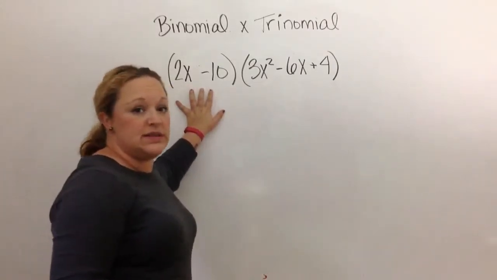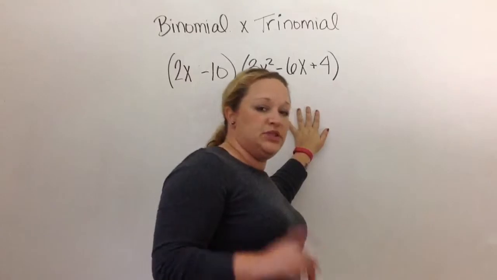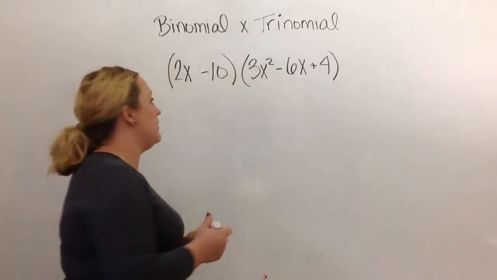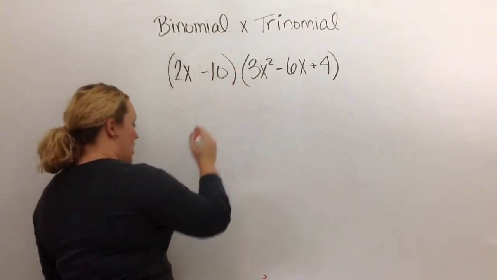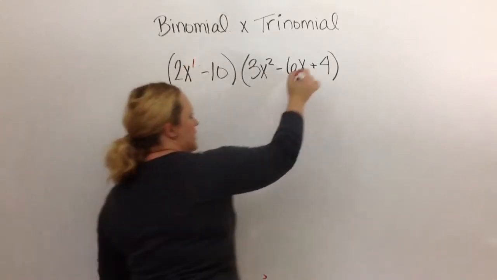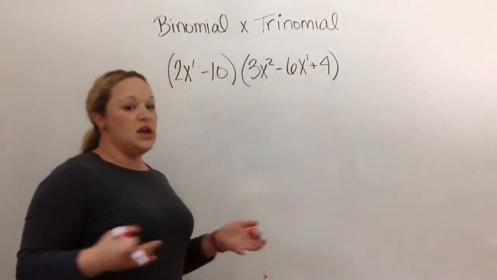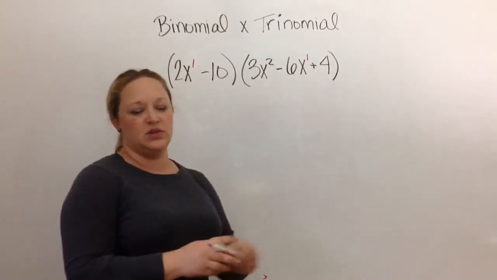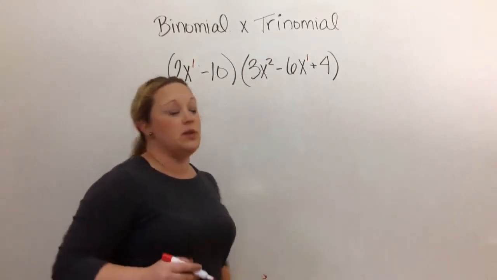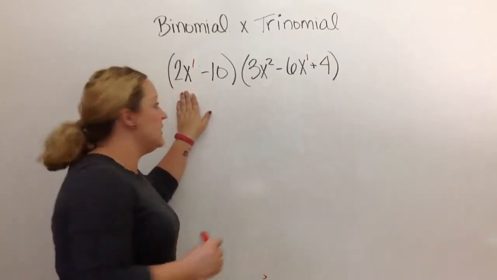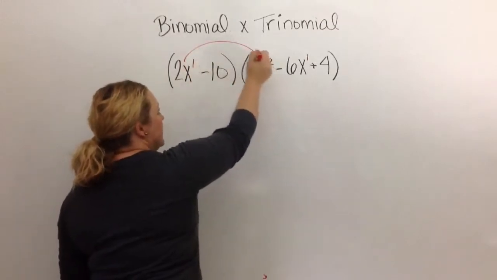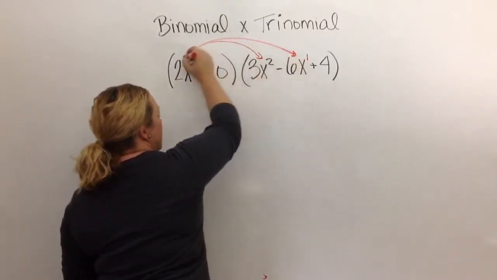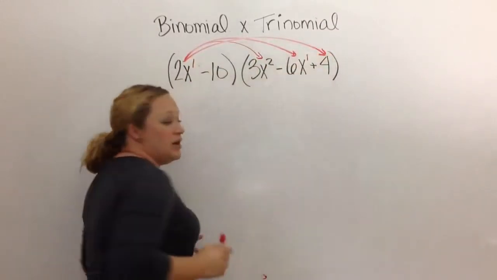Everything in the first parentheses has to be multiplied by the second parentheses, but you do it one at a time. So we're going to take this, and automatically I'm going to put a 1 behind the variables. If there's no exponent there, it automatically just means 1. So we're going to multiply this 2x times everything inside the second parentheses, and we're going to do it one at a time.